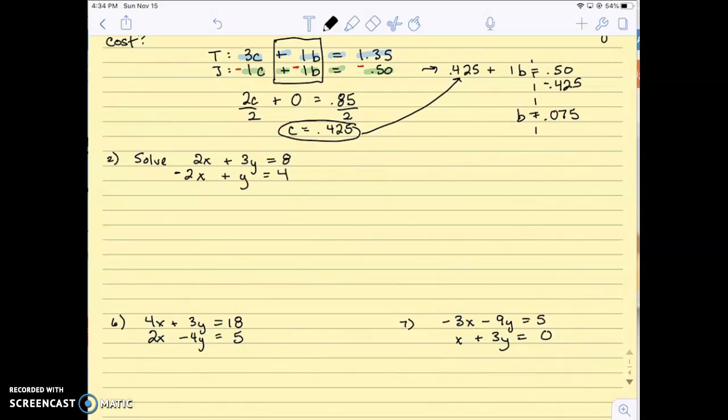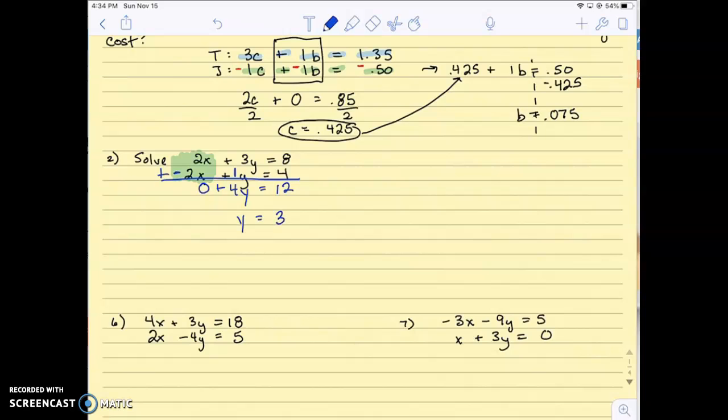So number 2, what I have to begin with is I have the x's, which are the same, and one is the opposite of the other. Therefore, all I'm going to do is add. I'm just going to add. 2 plus negative 2 is 0. And if you don't believe me, please use your calculator. 3y's plus another y, because remember this is the magic mystery 1, is 4y's. And 8 plus 4 is 12. That means y is 3.